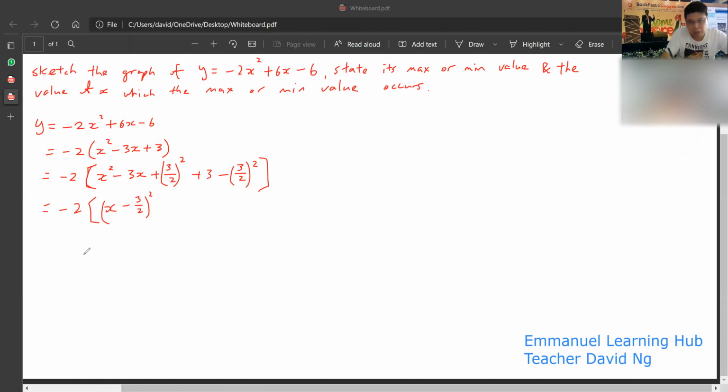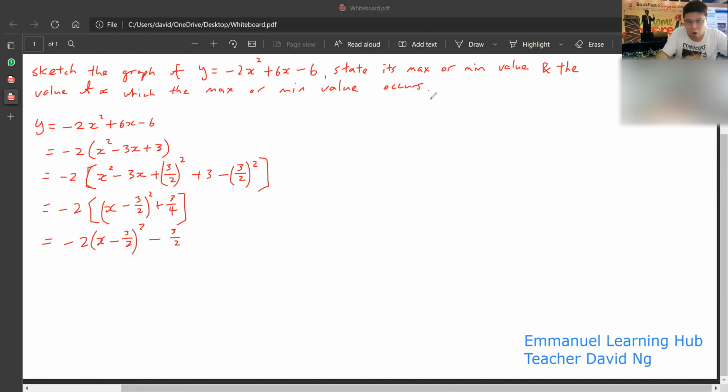Then this one, you press calculator. 3 minus 9 over 4, you have 3/4. Then you multiply in your minus 2. This one has changed to a minus sign already. Minus 3 over 2. Okay? So your completed square is this form.